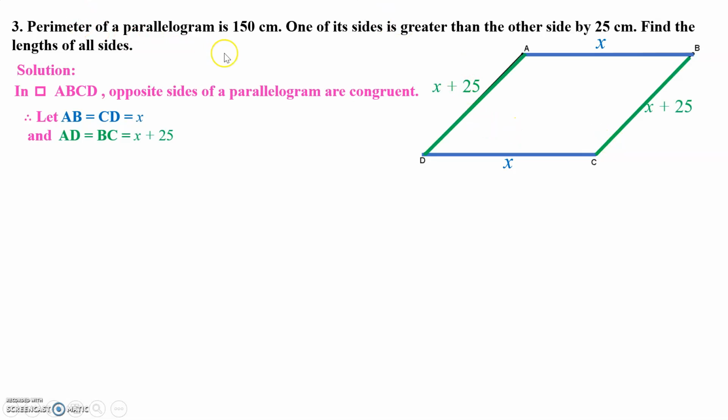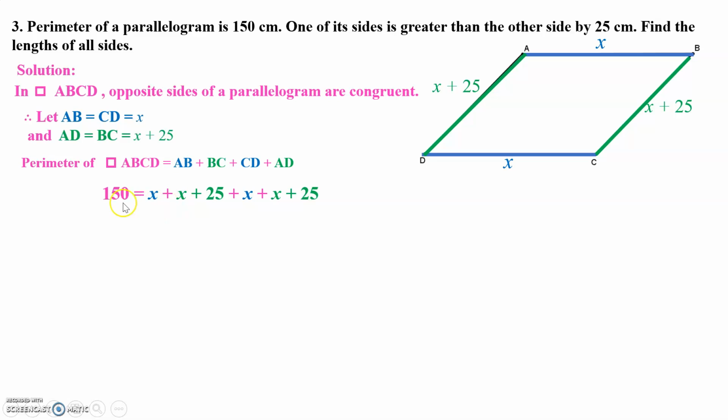Now we know that the perimeter of the parallelogram is given as 150 centimeters. Now how do we get the perimeter of a parallelogram or quadrilateral ABCD? By adding all the sides. So I have added AB plus BC plus CD plus AD. Now let us substitute. AB is x. The perimeter is given as 150, so I equate 150 is equal to x plus 25 plus x plus 25. You can see by the identical colors what I have substituted.